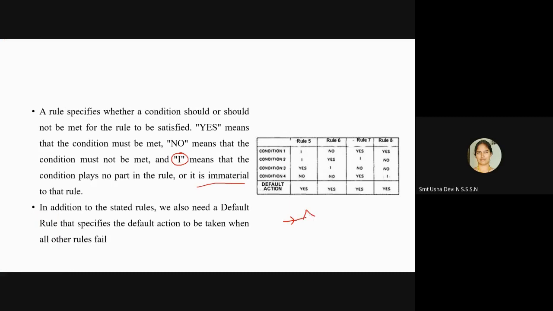Suppose you have a decision box like this and you are talking about this true or false one. Default means it should be true for all cases, right? So here itself you can add this default case. So this is the way to represent the default case in a flowchart.